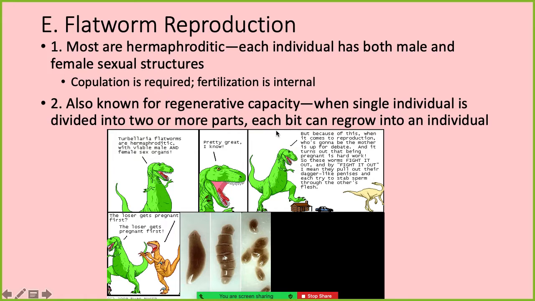Now, because they're hermaphroditic, they don't really have sexes, like a girl flatworm or a boy flatworm. So they actually have to undergo a process called, for lack of better terms, penis fencing. They fight each other to figure out who is going to be the mom, the female, and who's going to be the male. So like I said, this is a very, very complex life cycle.